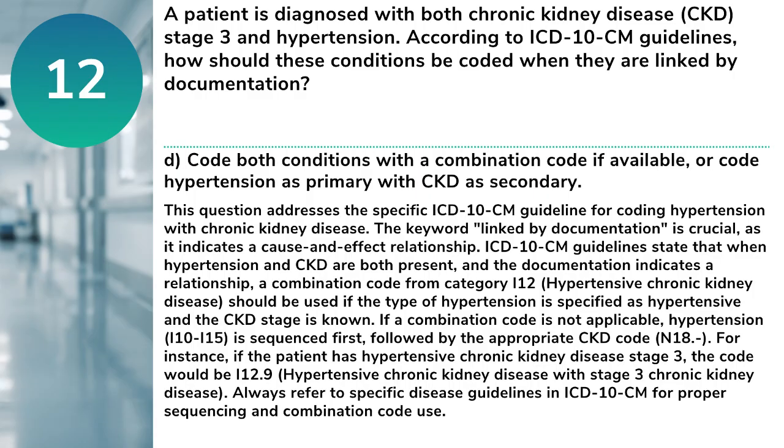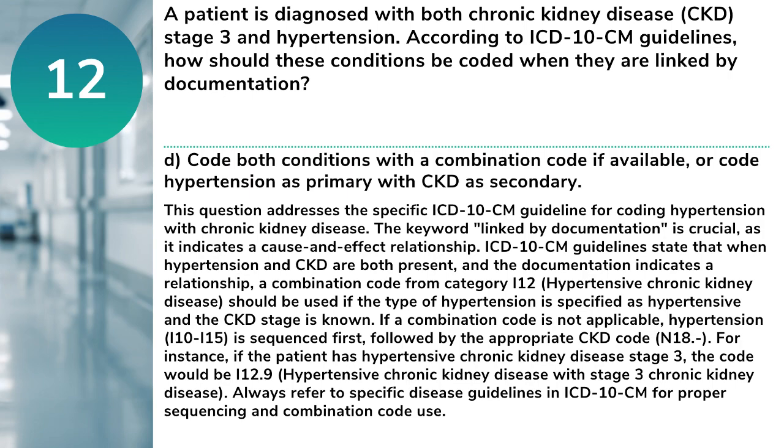Answer: D. Code both conditions with a combination code if available, or code hypertension as primary with CKD as secondary. This question addresses the specific ICD-10-CM guideline for coding hypertension with chronic kidney disease. The keyword linked by documentation is crucial, as it indicates a cause and effect relationship. ICD-10-CM guidelines state that when hypertension and CKD are both present, and the documentation indicates a relationship, a combination code from category I12, hypertensive chronic kidney disease, should be used if the type of hypertension is specified as hypertensive and the CKD stage is known.